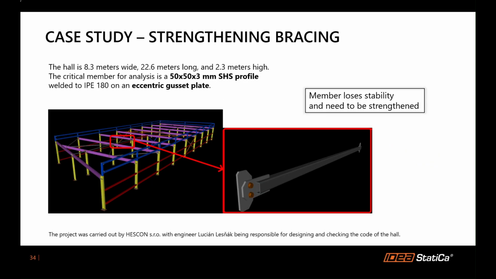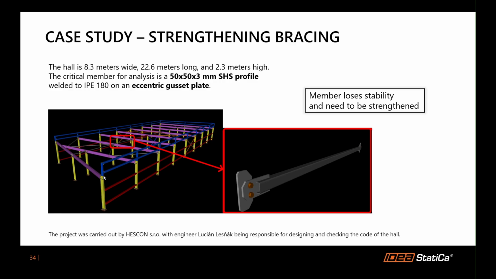The case study is about the strengthening bracing. The hull is 8.3 meters wide, 22.6 meters long and 2.3 meters high. The critical member for the analysis is a rectangular or square hollow section, 50 by 50 by 3 millimeters. It is welded to the other beams, IPE 180, on an eccentric gusset plate, and that is an important part.